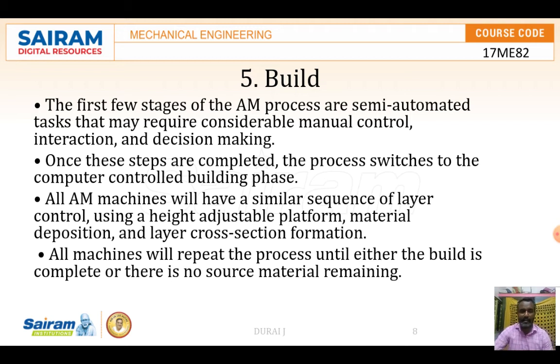Okay, so all the AM machines have a sequence of layer control using the height adjustable platform, material deposition and layer cross section formation. The layer thickness is adjustable, and also the density of the layer. Those things we can define here, and the cross section of the layer formation, and the height of the layer, we can also adjust in the build parameters itself. So all the machines repeat the process until the complete component is built.